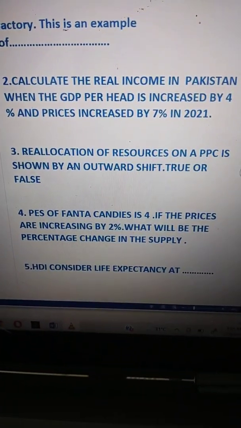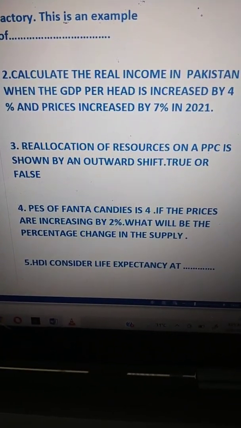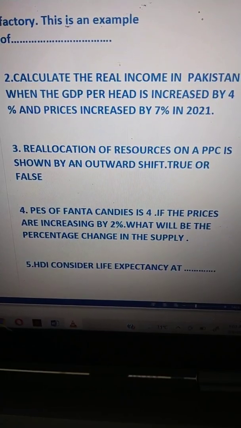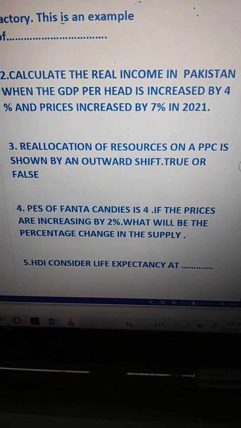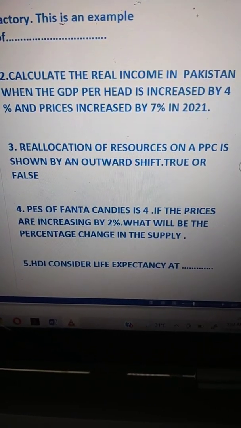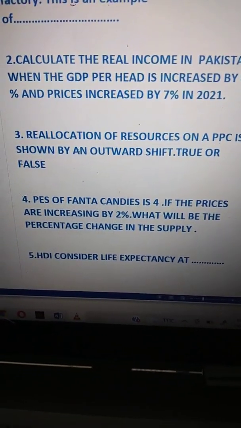Question 3, reallocation of resources on a PPC is shown by an outward shift. We discussed that this is not true. Reallocation of resources on a PPC is shown by the movement on the curve from one point to another.